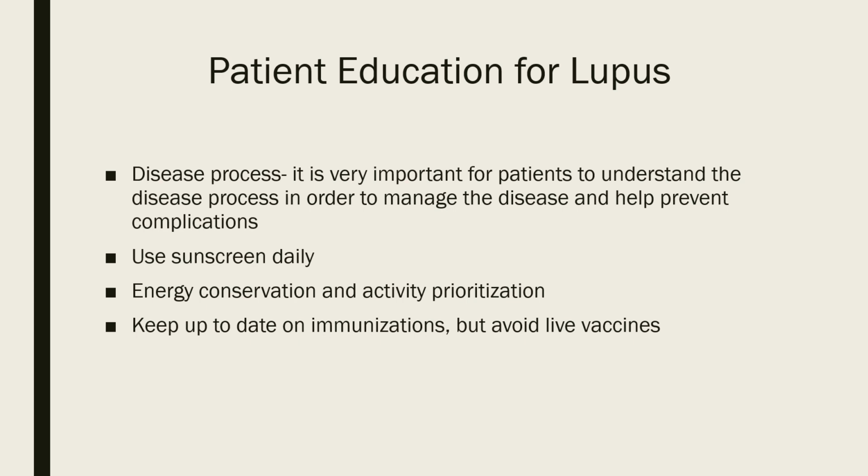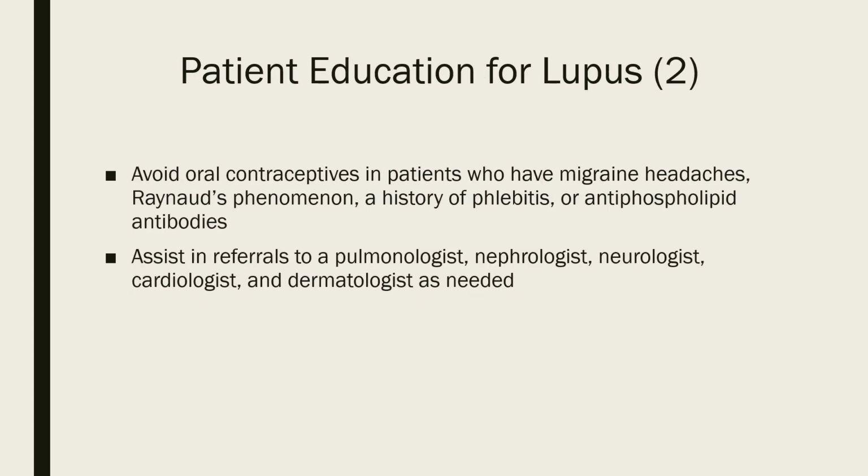They need to be educated about energy conservation and activity prioritization. And they need to keep up to date on immunizations, but there will be no live vaccines for this population. No live vaccines. Avoid oral contraceptives in patients who have migraine headaches, Raynaud's phenomenon, a history of phlebitis, or antiphospholipid antibodies. We can assist in referrals to a pulmonologist, a nephrologist, a neurologist, a cardiologist, and a dermatologist as it is needed.